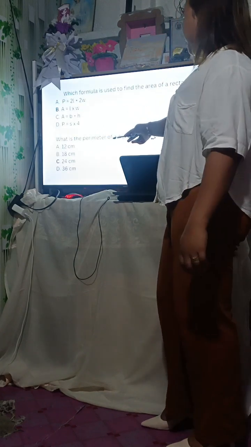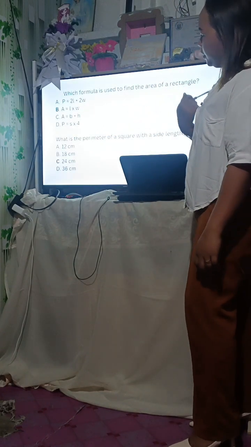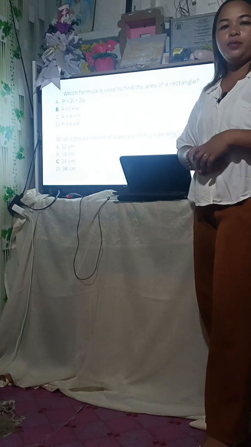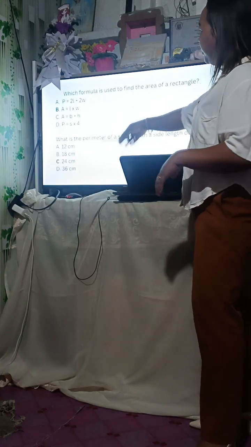So number three, what is the perimeter of a square with a side length of 6 centimeter? A, 12 centimeter. B, 18 centimeter. C, 24 centimeter. Or D, 36 centimeter. Okay? So the answer here is letter C.